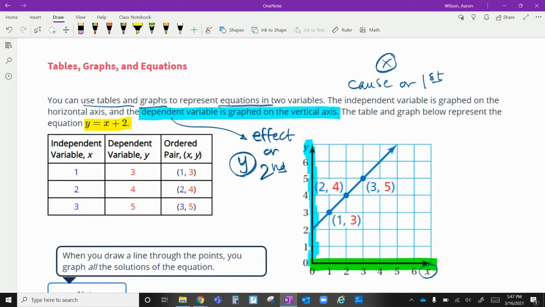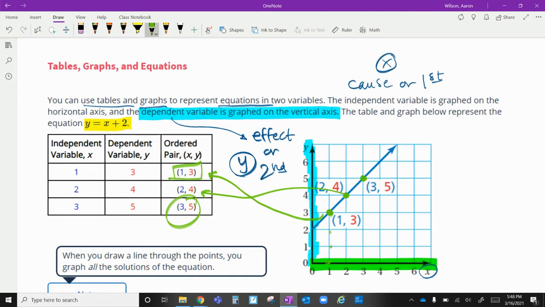Now we have to plot these ordered pairs, right? We should hopefully know how to plot 1, 3. That means 1 over and 3 up. So 1 over and then 1, 2, 3 up. That right there, that green dot, is the ordered pair 1, 3 plotted on our grid, right? So then, of course, there's 2, 4. So that's 2 over and 4 up. There's that one. And then last but not least, 3, 5, right, is 3 over and 5 up.